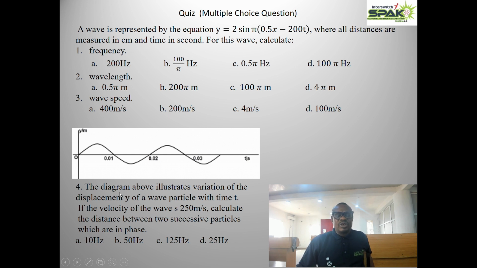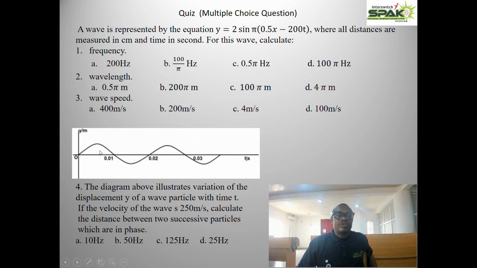But fine. Let me just create a question here. How can we determine the frequency? Let's forget about the question of the distance between two successive particles which are in phase. How would you determine the frequency of this wave from what we have discussed? I can use f equal to the number of oscillations divided by the time taken for the number of oscillations. So how can I obtain the number of oscillations here?